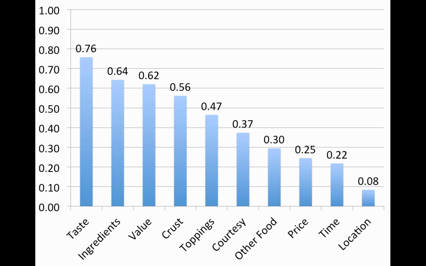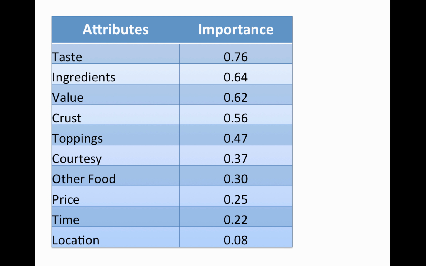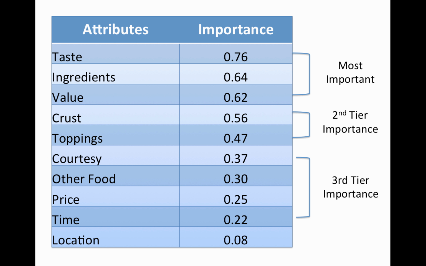Let me show you a table. So here's the same exact data in a table, and you can see I got a little fancy on this one where we talk about most important attributes right there, where it's really driven by taste, ingredients, and value, what you get for your money, right? You can look at a second tier importance there, crust and toppings that really go hand in hand with kind of the ingredients and taste, and then we see the third tier that these things are.